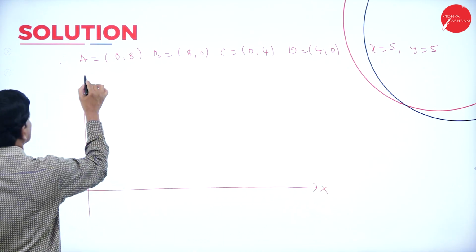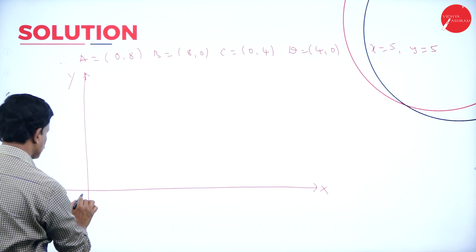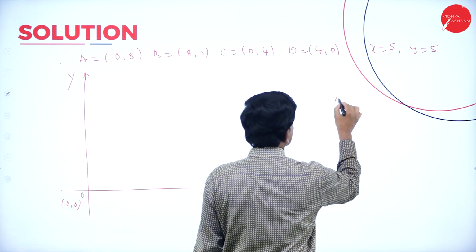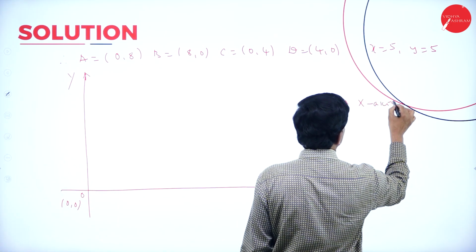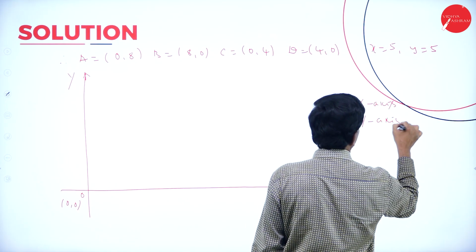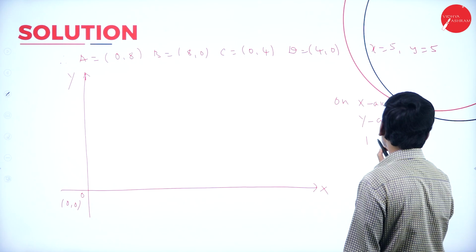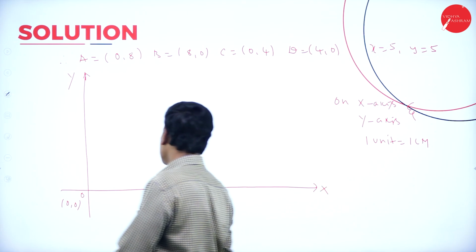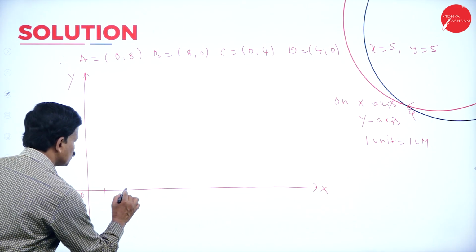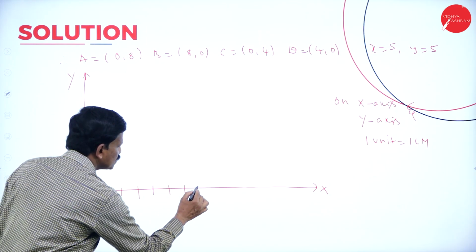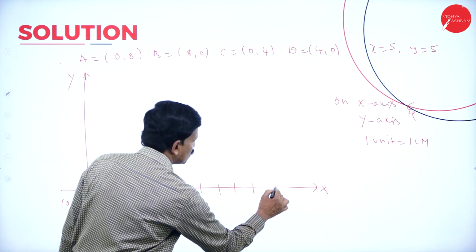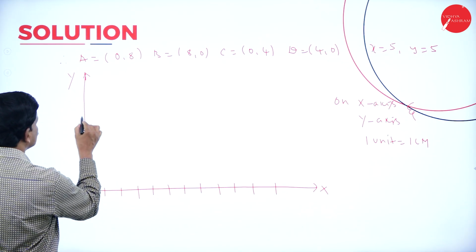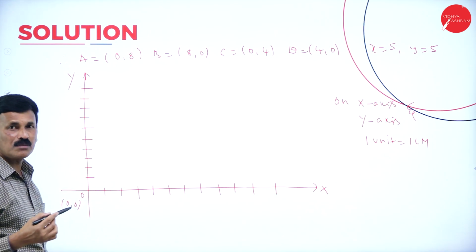This is the x-axis, the y-axis, origin 0, 0. Consider the scale on the x-axis and y-axis: 1 unit is equal to 1 centimeter. Now let us consider each unit is equal to 1 centimeter. This is 1, 2, 3, 4, 5, 6, 7, 8, 9, 10, 11. Maximum we have 9. Here also 1, 2, 3, 4, 5, 6, 7, 8, 9 and 10.